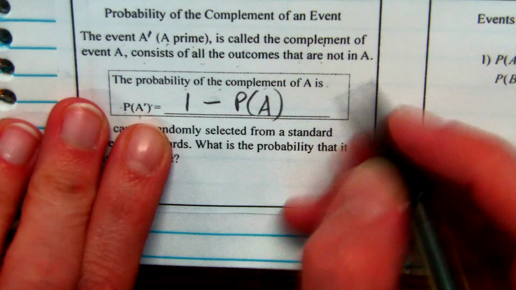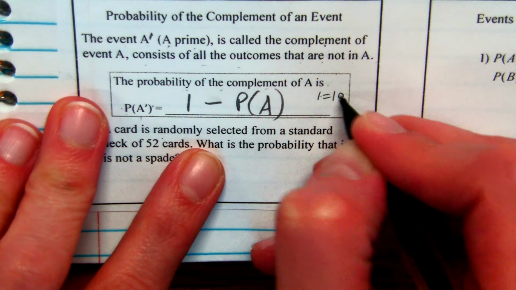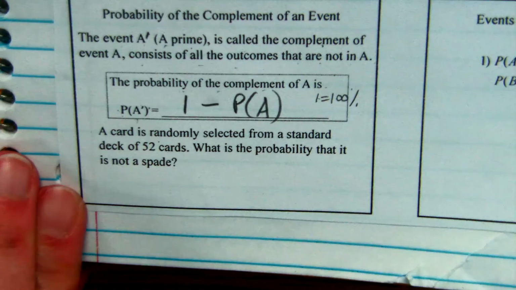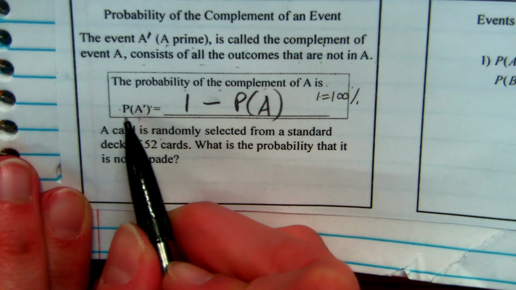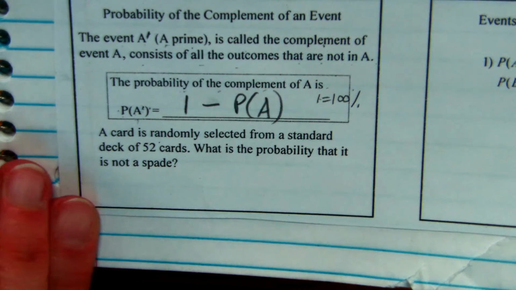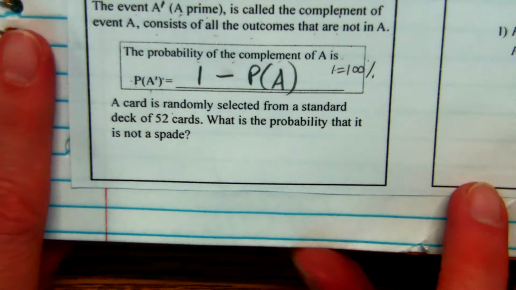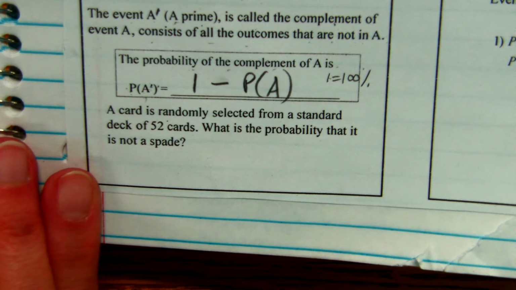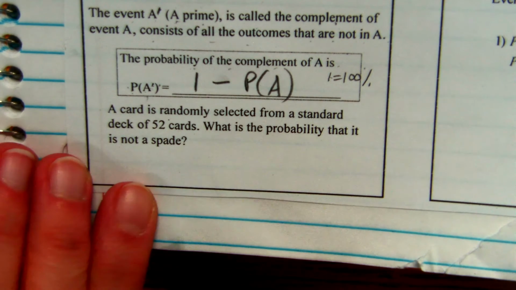And so 1, remember that 1 is the same thing as 100%. So they call it the complement. This just says the probability that it's not A. They came up with a special notation. A lot of times I just write the word not because I forget what the prime means. I know it's bad as a teacher, but it's true.